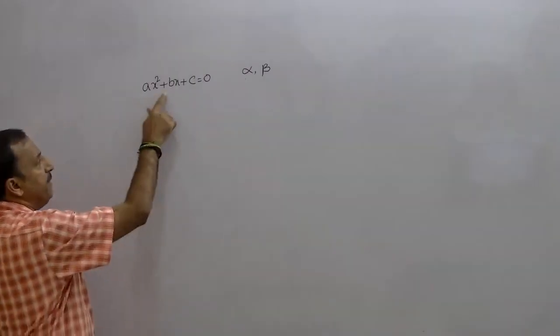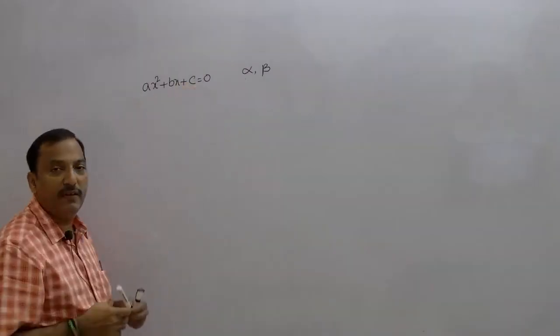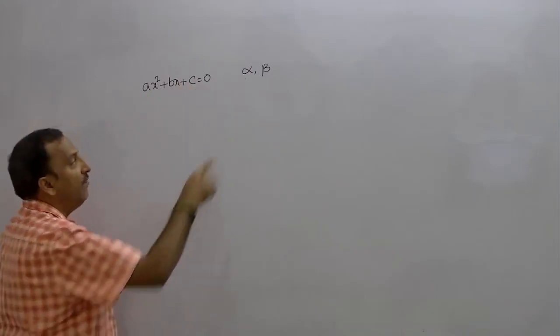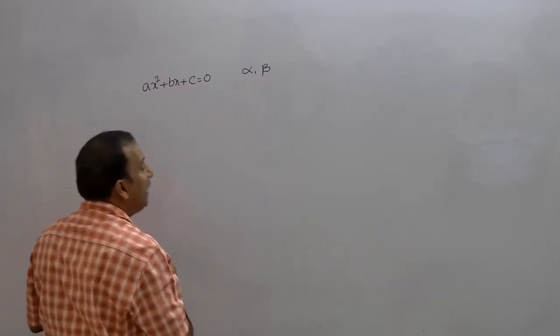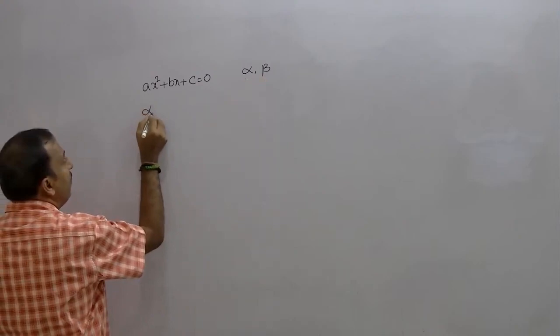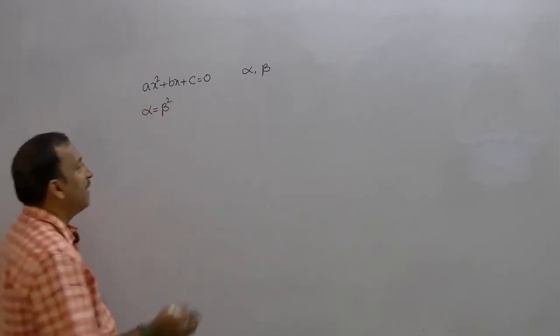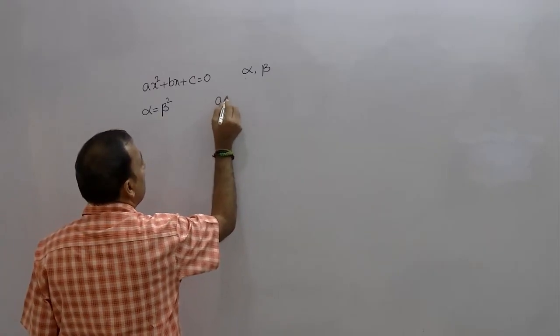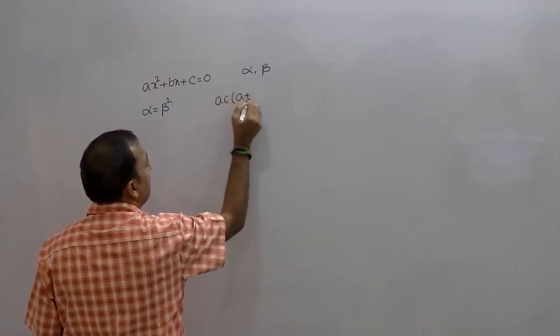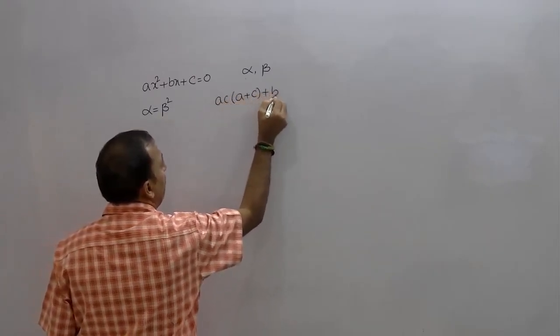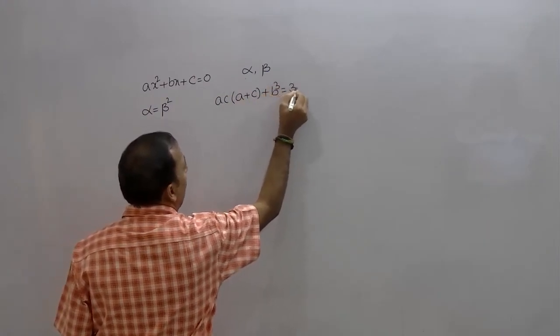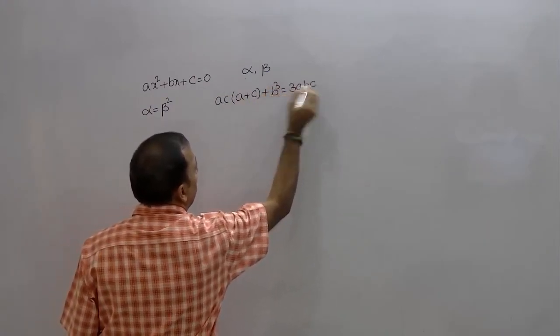Ax square plus bx plus c is equal to 0 is the given quadratic equation. Alpha and beta are the roots. What is the condition that one root is the square of the other root? The condition is AC into (a plus c) plus b cube is equal to 3abc. How to prove this?